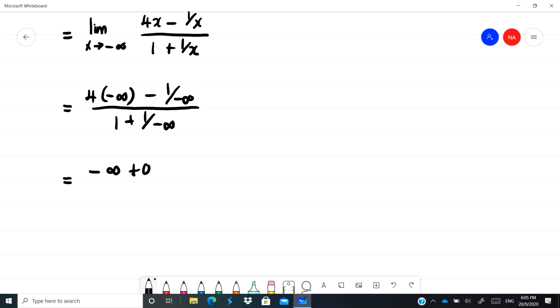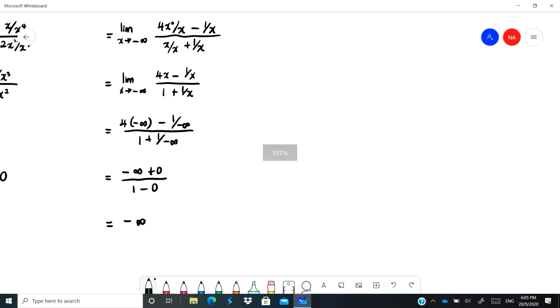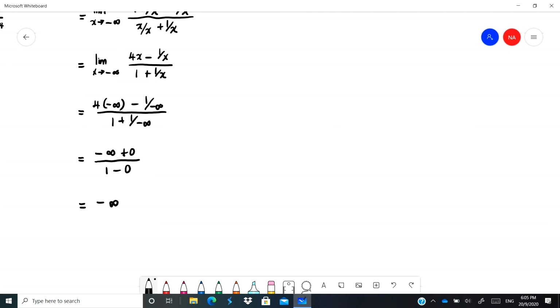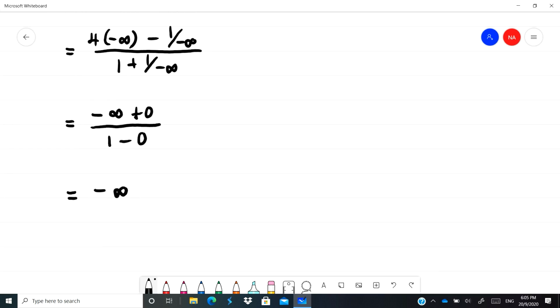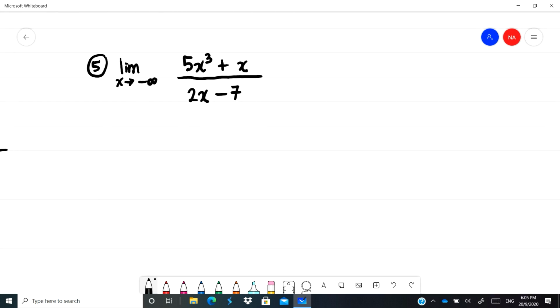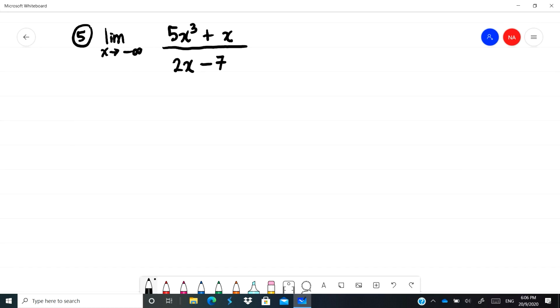So this one will give negative infinity over 1 minus 0. So in this case, negative infinity divided by 1 gives negative infinity, meaning that as it's approaching negative infinity, this graph will approach negative infinity. Please note that negative infinity divided by 1 gives negative infinity, not 1, because that big number is the dominant one here.